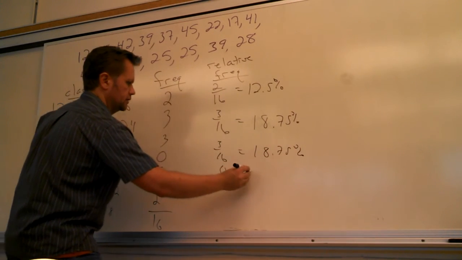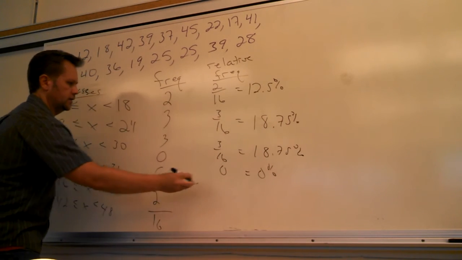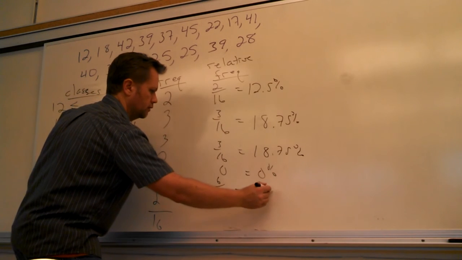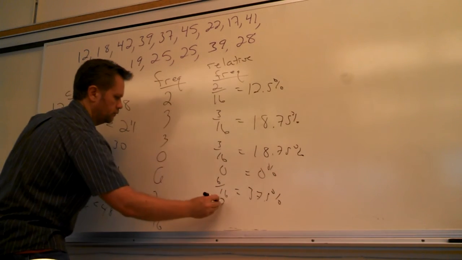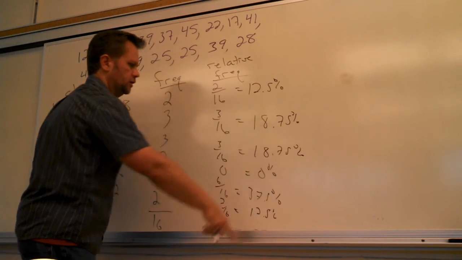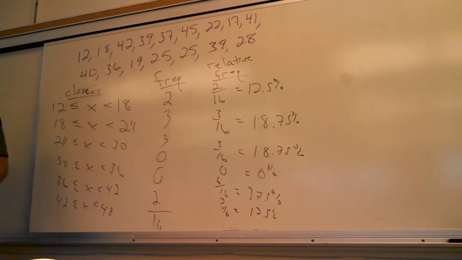And 0 is 0%. That's crazy. And then 6 out of 16 will be twice as much as this, so that's 37.5%. And then 2 out of 16 we already know is 12.5%. What should all these add up to be? 100. Now, of course, if you round it, it could add up to be 99 or 100 point something if you have to round. So it doesn't have to come out to exactly 100%.